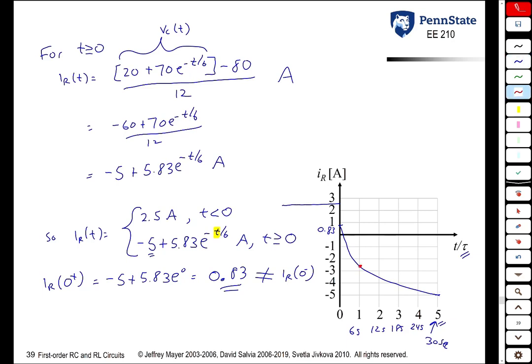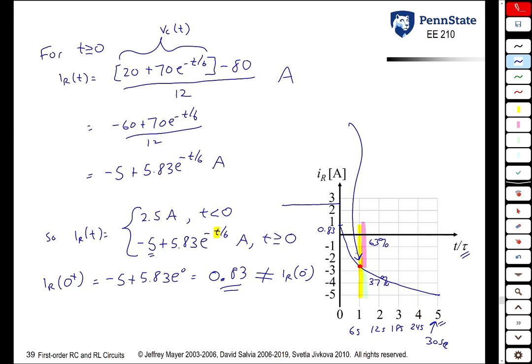If you wanted to find the exact value after one time constant, what we know is that the current through that resistor is going to go from plus 0.83 all the way down to minus 5, and it's going to do 63% of that during that first time constant, leaving 37%. So 63%, 37%.